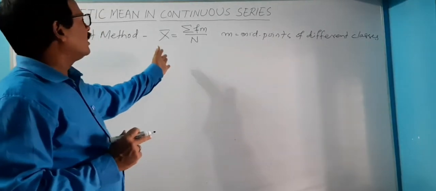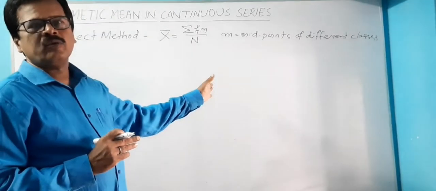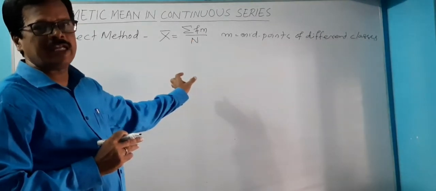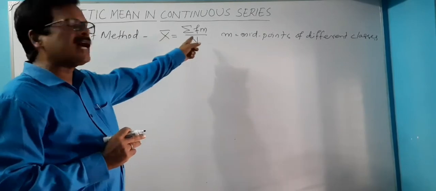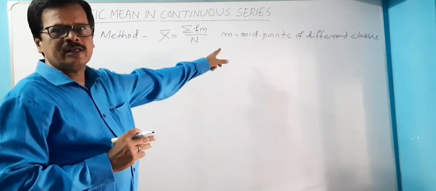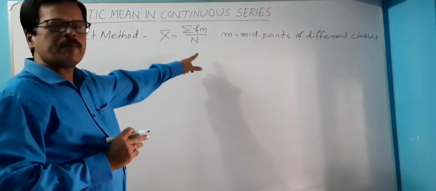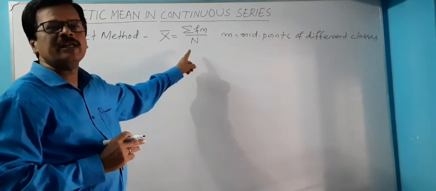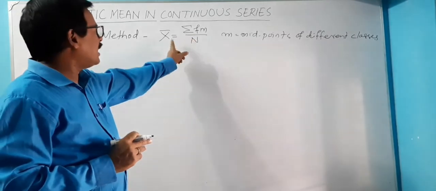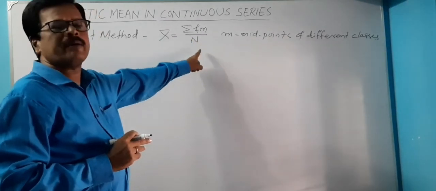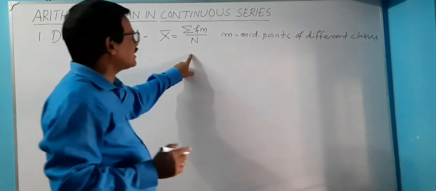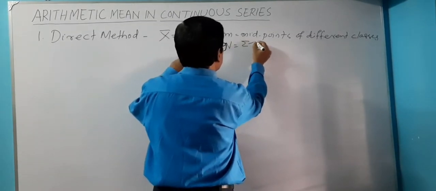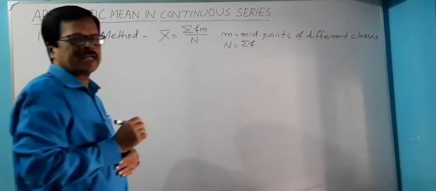That means x and f are given. We have to calculate the mid values, the mid points of each class of x values. Then we have to multiply f with m, so it will give rise to fm, and by adding together the fm values, we will get summation fm. We have to divide the summation fm by n, where n is equal to summation f. Right? Let us take an example.